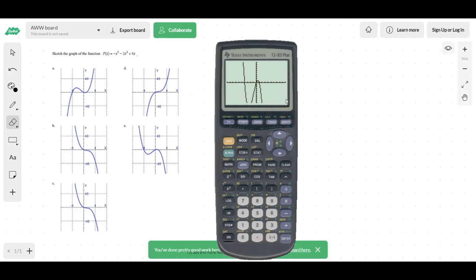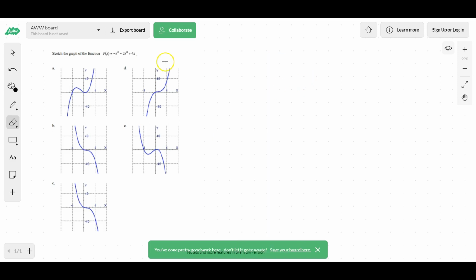The other way that you could see which one it matched, besides graphing it on your calculator, is by putting this in factored form, which is actually not too bad to do. So let's do that really quick, just to see this way. But I wouldn't do this way on the test. I'd choose the faster way.